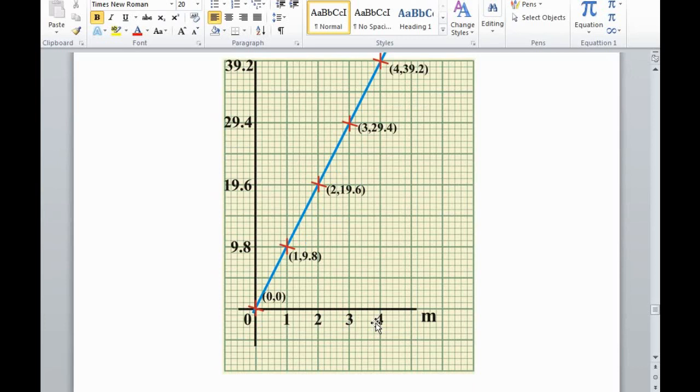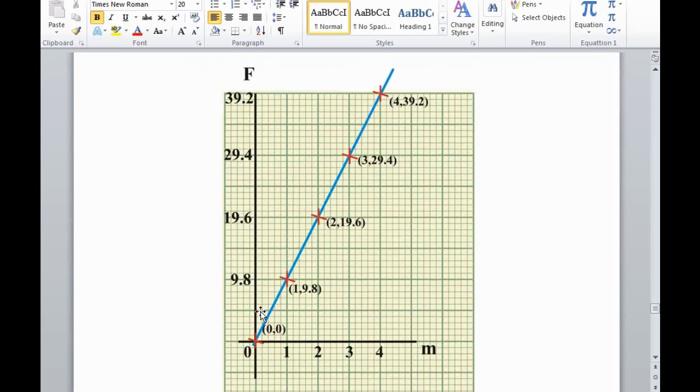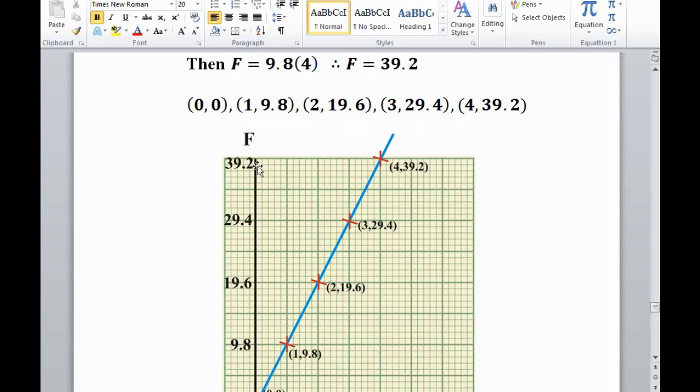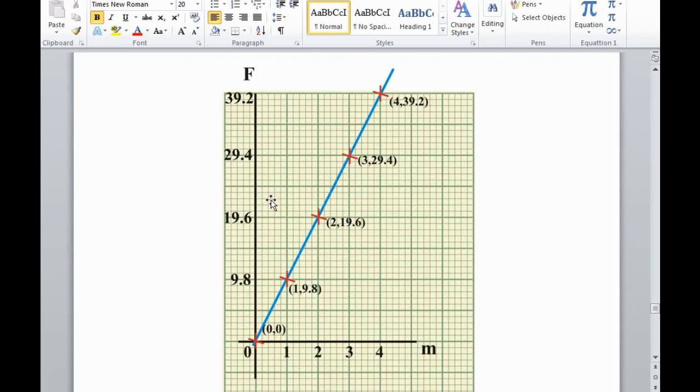Same on the y axis. On the vertical axis, I'm going to take 2 large squares equal to 9.8 newtons. And then 4 large squares become 9.8 plus 9.8, which means 19.6 newtons. And then 6 large squares equal 19.6 plus 9.8, 29.4. And 8 large squares equal 39.2.